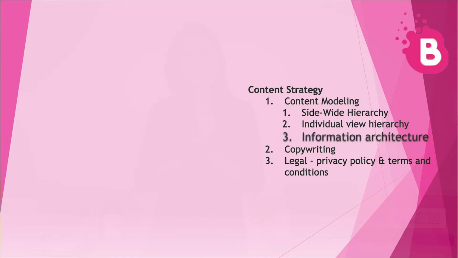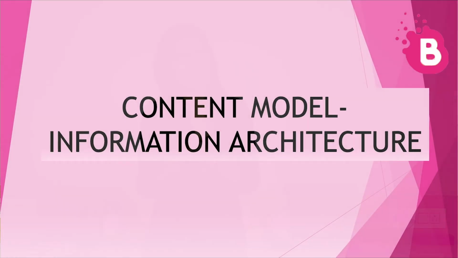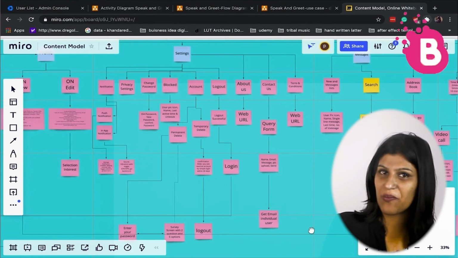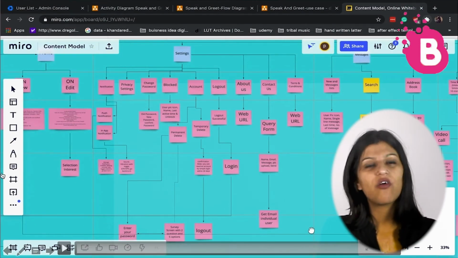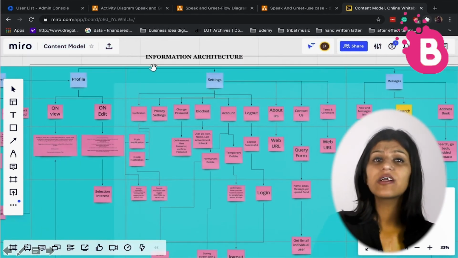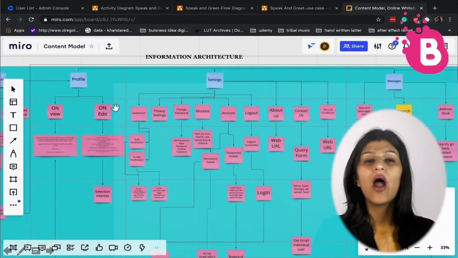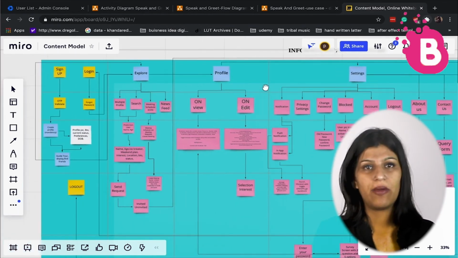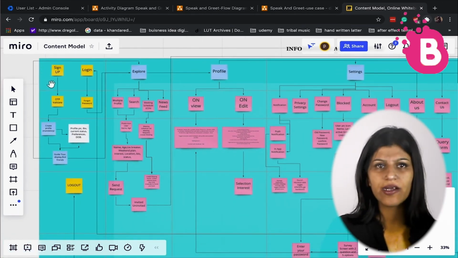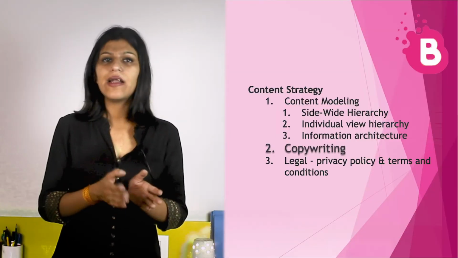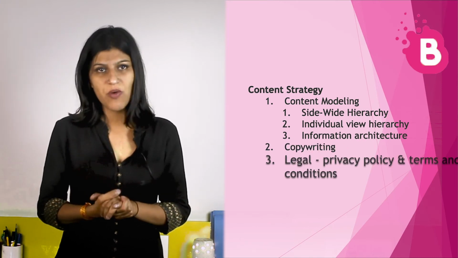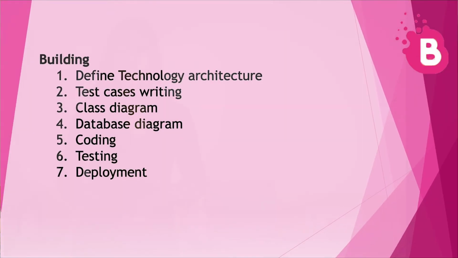Now, the next term is information architecture, which is the art of organizing and structuring information on a website, mobile or web application. It tells you about the connectivity of features in a workflow and clarifies the needs and requirements. After information architecture, there is copywriting and legal step, that is privacy policy and terms and conditions. After content strategy, there comes the next stage, that is building.